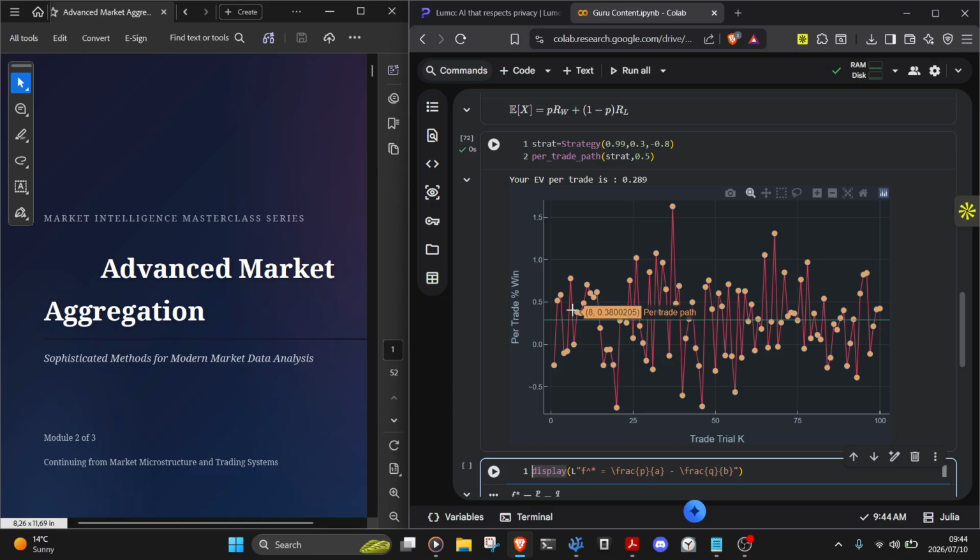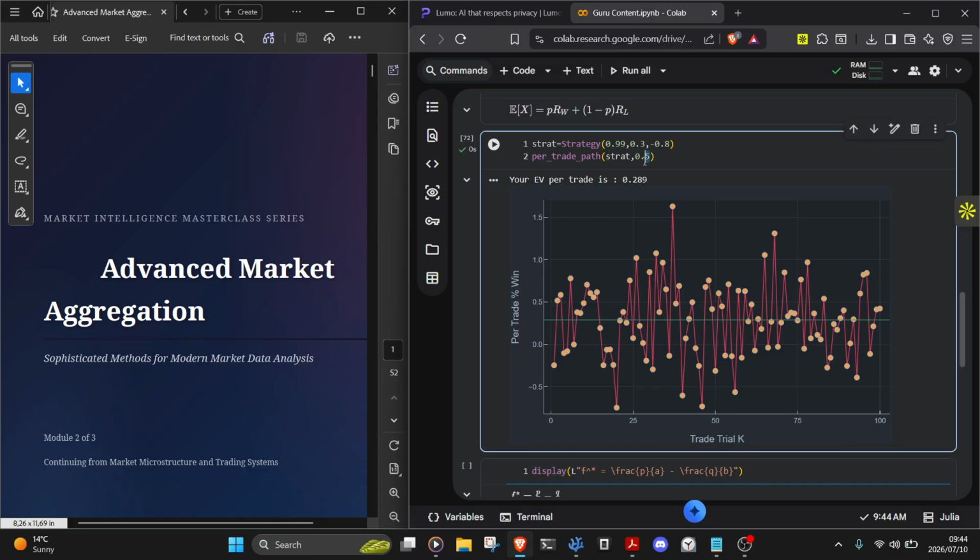Let's play another path, right? As you can see, there are periods like over here on your 37th trade, you put up $1 and you got $1.62 back, right? And this is assuming a volatility of 0.5. In reality, markets are more volatile than that, right?